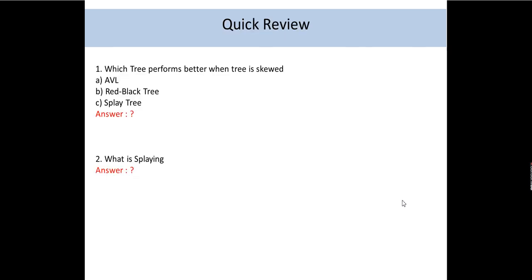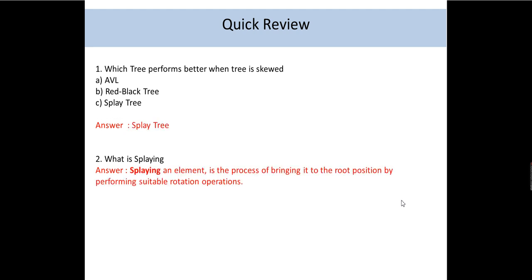Let's have a quick review. Tell me which tree performs better when the tree is skewed. Is it an AVL or red black tree, or a splay tree? Please start thinking about which tree performs better when the tree is skewed. And the second question is, what is a splaying operation? Can anybody answer what a splaying operation is? Okay, so we'll see the answers.